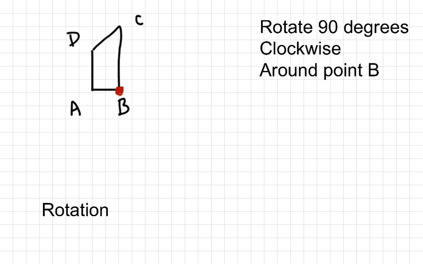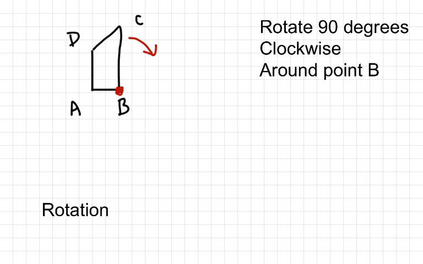Now what I need to do in order to rotate this thing 90 degrees is think about, well, if I go 90 degrees, anything that is currently a vertical line is going to become a horizontal line. And I'm rotating 90 degrees clockwise. So point B is going to stay fixed, point C is going to go that direction. And this line that is currently vertical from B to C is going to become horizontal.